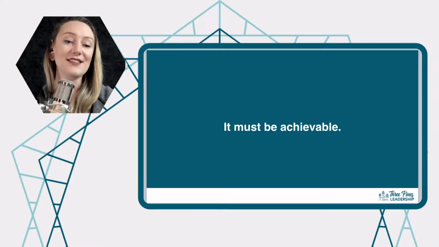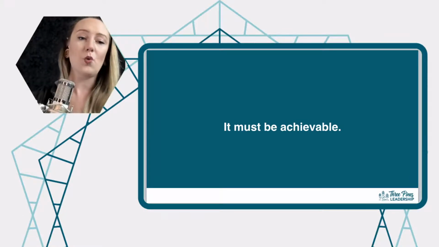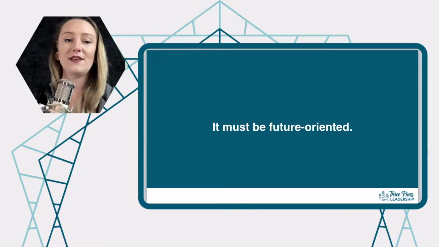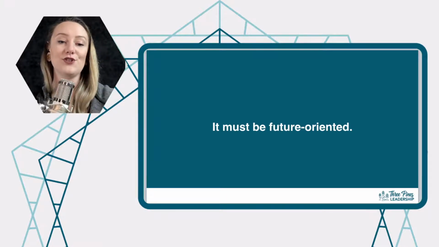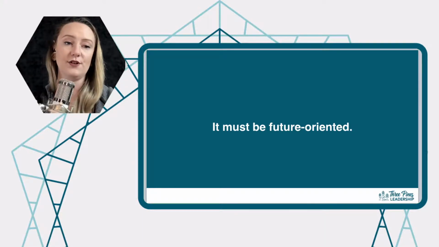While it's essential that the vision stretch people, it must also be achievable. If it's clearly not achievable, then people won't want to be part of it. The leader who looks into the future and sees what's possible, they see a future that's better than the present, and they can move people towards that future.